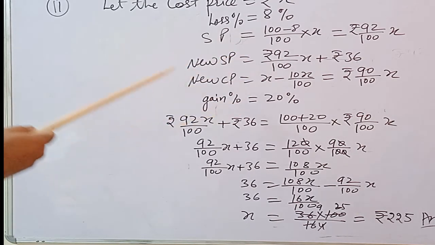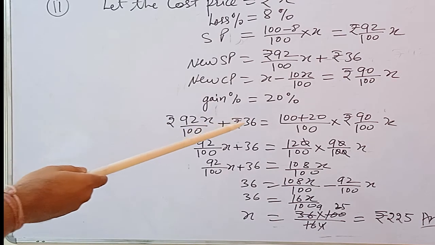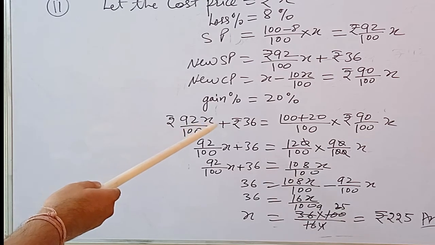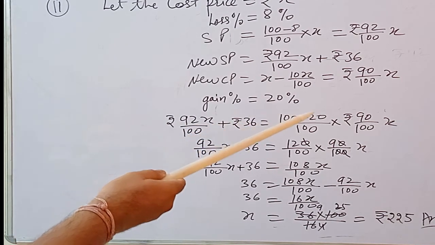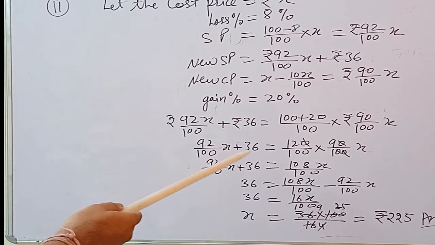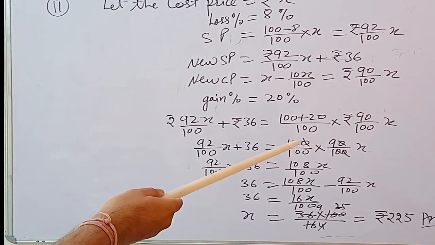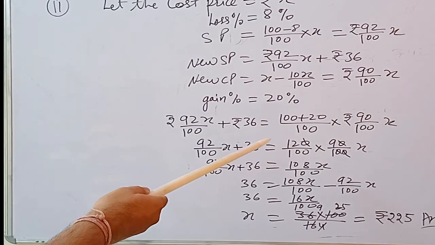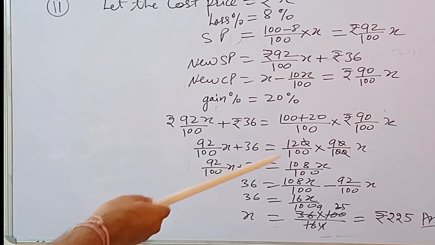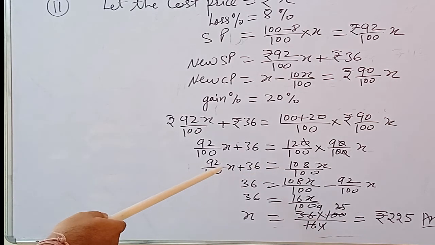Now fill all this in the formula. Selling price equal to 100 plus 20, gain percent upon 100 into CP. So 92x upon 100 plus 36 equal to 100 plus 20 upon 100 into 90 upon 100x. Now change it, 92 upon 100x plus 36 equal to 100 plus 20, that is 120 upon 100 into 90 upon 100x. Now 10 of 90 will cancel with the 10 of 100. 10 of 120 will cancel with the 10 of 100, one 0 left. So we get 12 9s are 108x upon 100, and here 92x upon 100 plus 36.